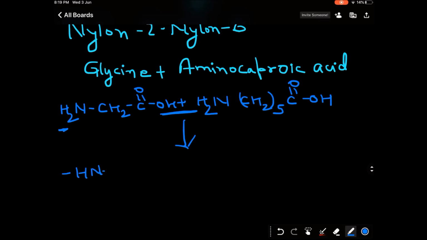That is why the name is nylon 2 nylon 6. Now we can see the OH of carboxylic acid and hydrogen from NH2 will be lost to form an amide linkage.